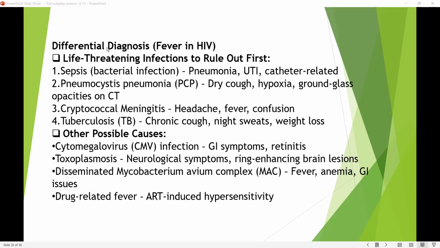And as I said, differential diagnosis. So life-threatening infection, you need to rule out first. Sepsis, it could be bacterial infection. So pneumonia, UTI, catheter-related, but your patient doesn't have any catheter, so you can skip. PCP, very common. Patient can present with dry cough, hypoxia, ground glass opacity on CT scan. Meningitis, not an uncommon condition, so ask about it. TB, again, not uncommon. You should ask about any exposure history. Then other possible causes like CMV, toxoplasmosis, any other condition.